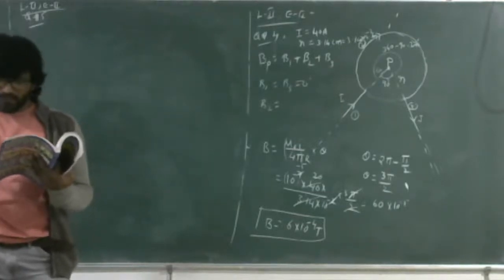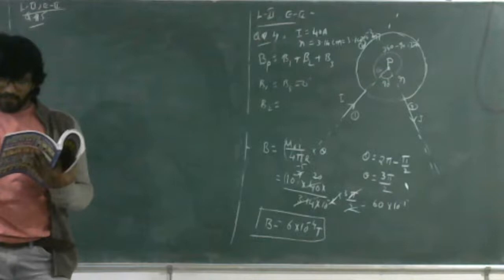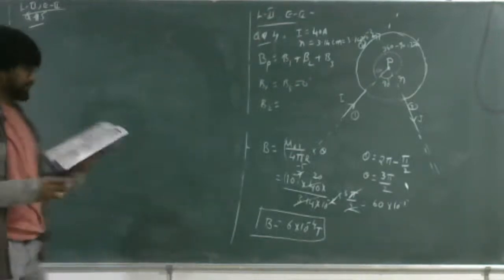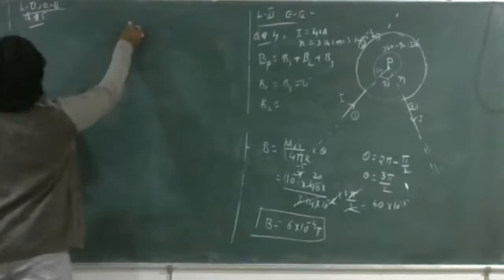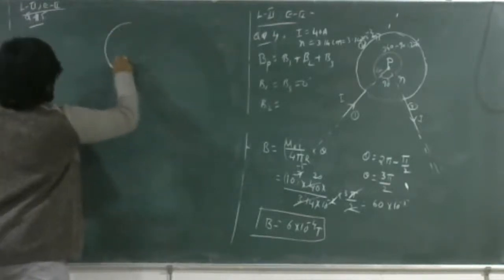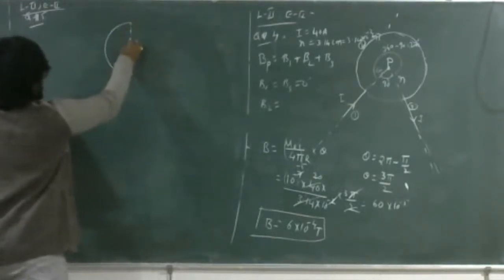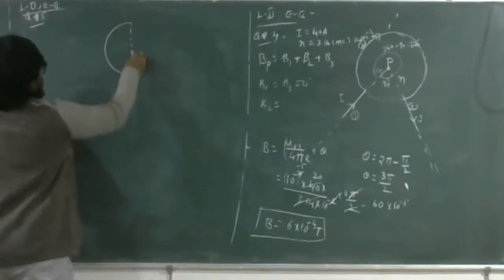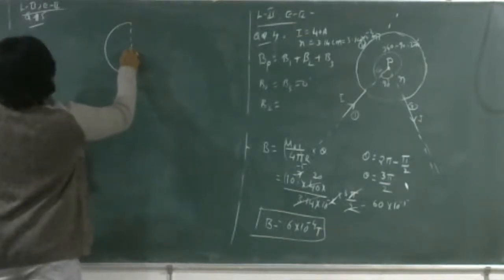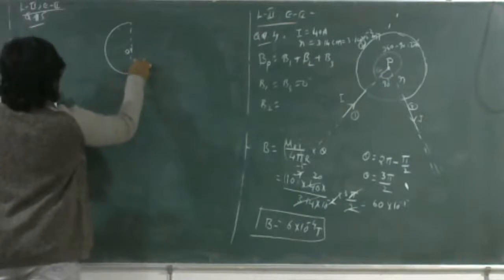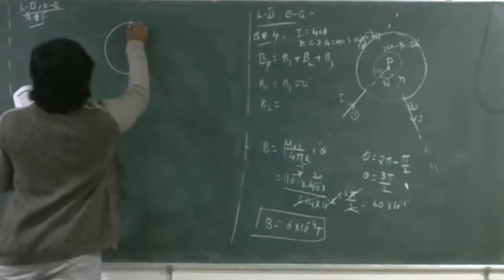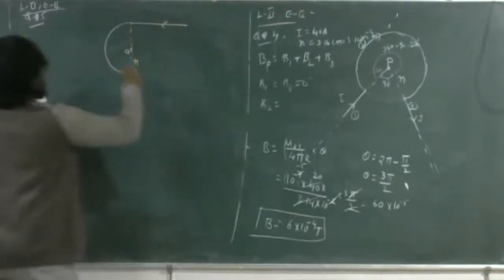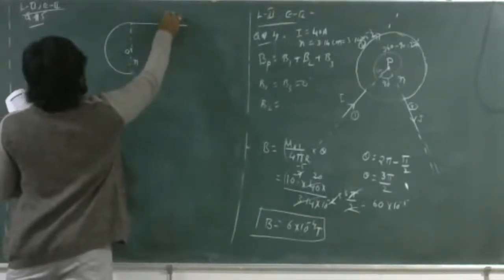There are some printing mistakes there. Okay, right. So you have to draw this figure. It is given that there is a semicircle, and this is the diameter of the semicircle. This is the center of the circle, O, and its radius is given as R. At this point, a straight conductor is connected, in which current I is flowing.